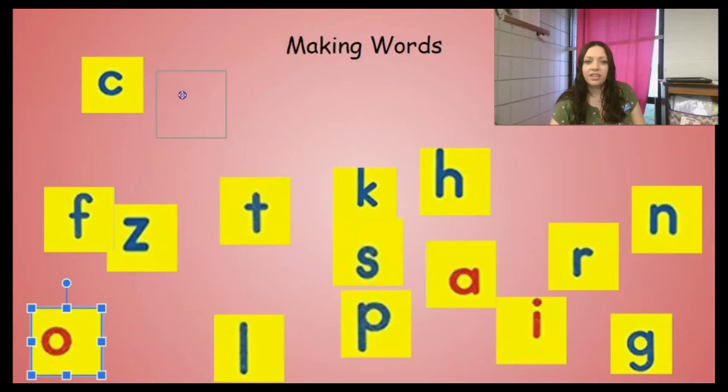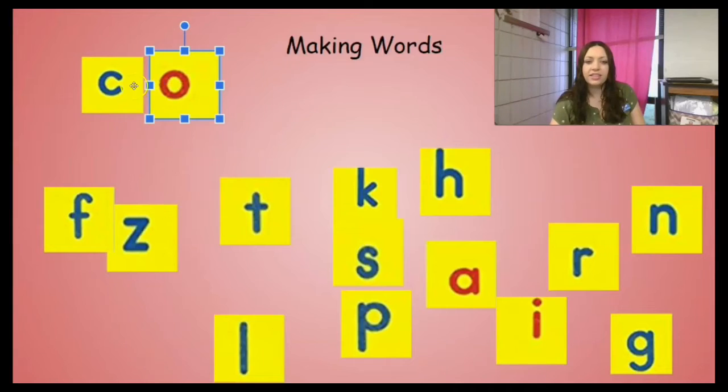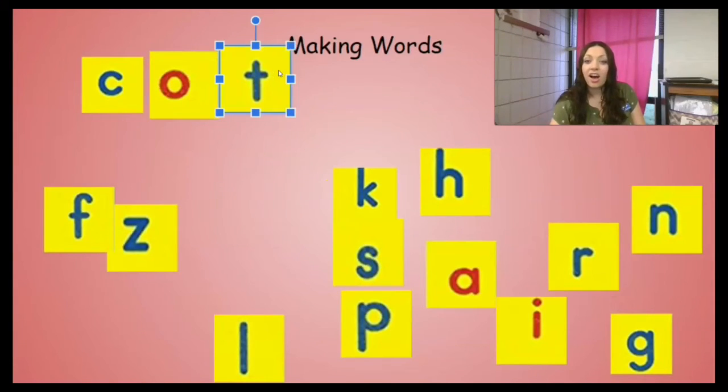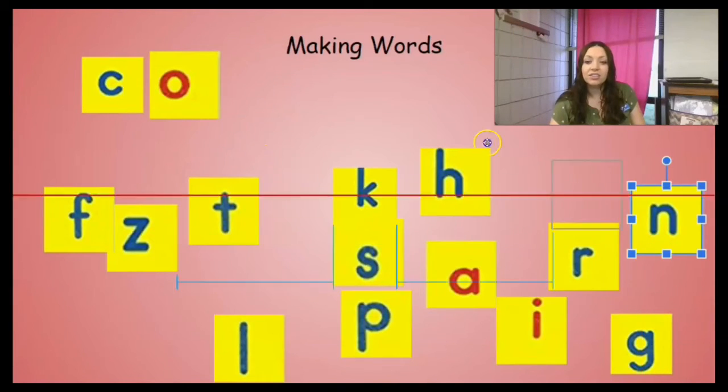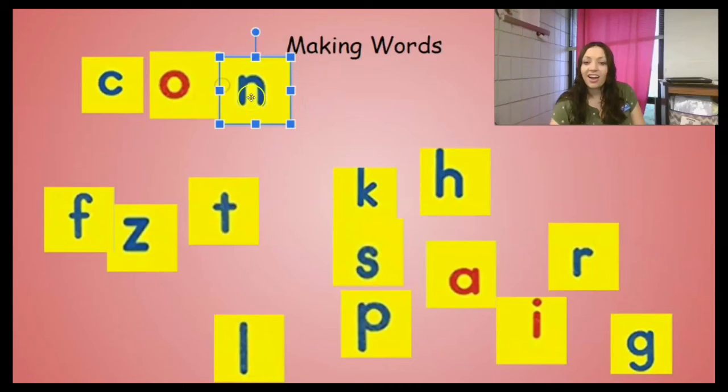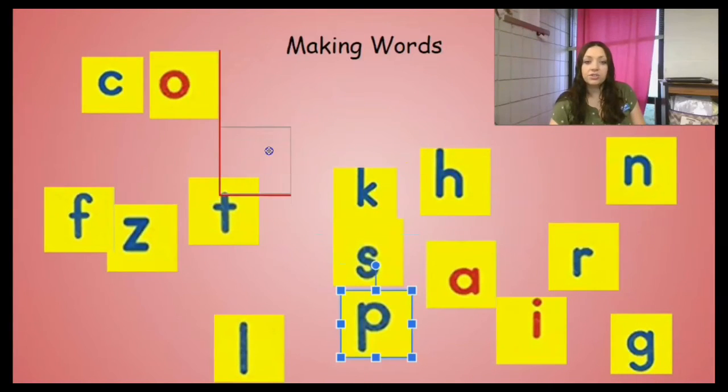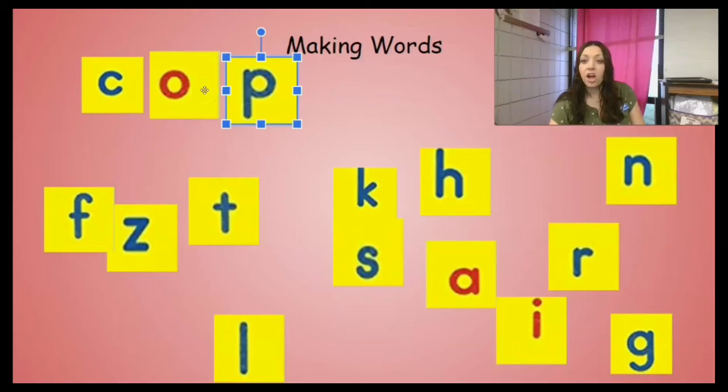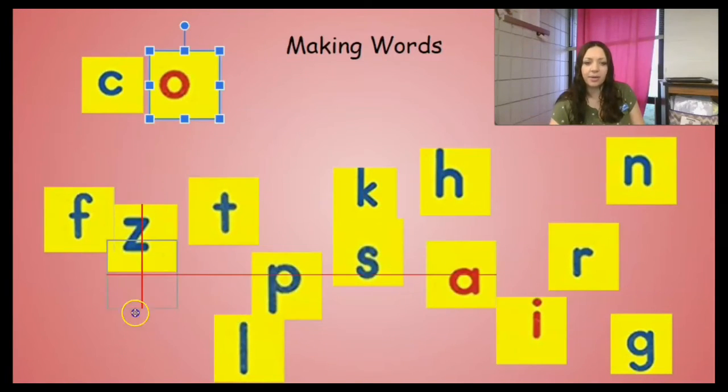Let's try the O. If I put the O behind the C, now I have k, ah. What letter could I put behind it to make a word? That's right. I could add a T and it would be k-ot, cot. What if I change that ending sound to an N? Now I have k-on, con. Very good. And then what if I change it to a P? Cop. Good job.